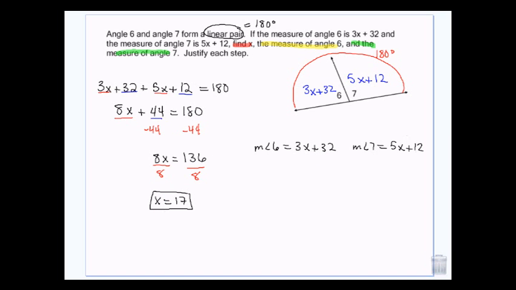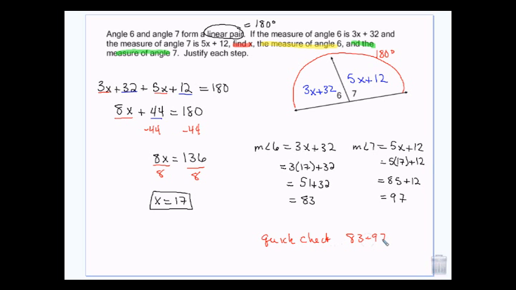So we found x. Now we need to find angle 6. In order to do that, we plug in 17. I get 51 plus 32, and that's 83. Then I can plug in 17 over here, and I get 85 plus 12, which is 97. And then a quick check: 83 plus 97 equals 180. So you got it, right?